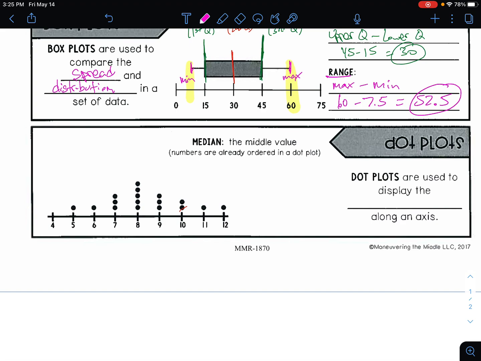Finally, dot plots. Dot plots are used to display the spread of data along an axis. So to find the median of this dot plot right here, what you're going to do is just cross off the ends. So cross off one from each side, remember. So 2, 2, 3, 3, 4, 4, 5, 5, 6, 6, 7, 7. It looks like the only one left is at the 8. So our median is 8 in this case.